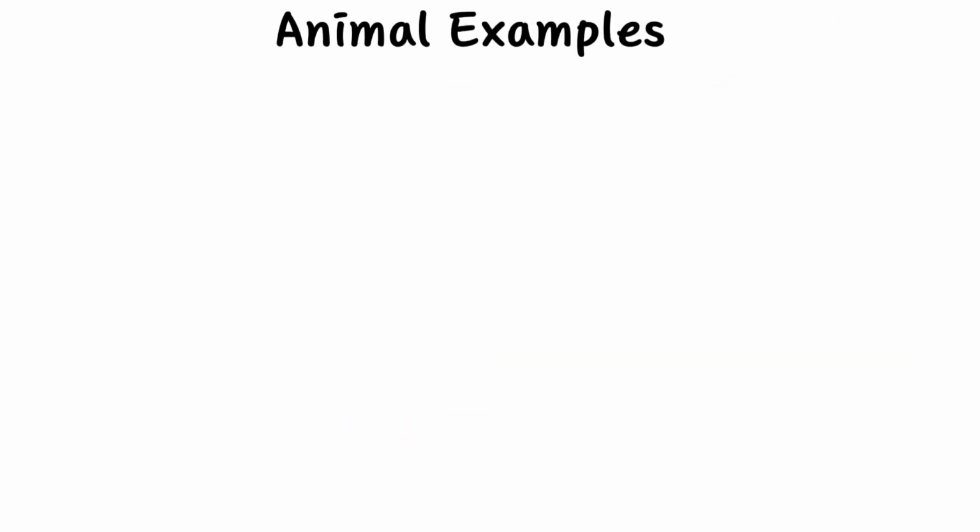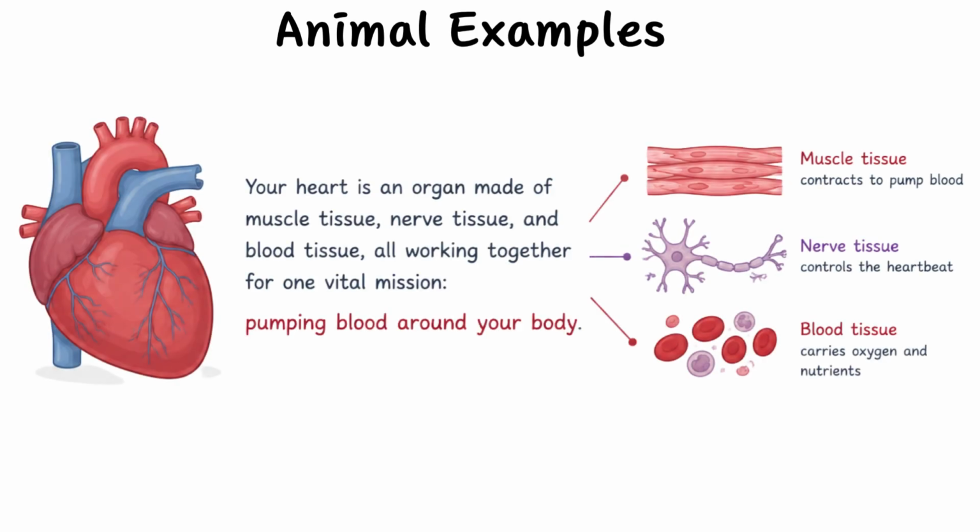In animals, organs are everywhere. The most famous example is your heart. So, your heart is an organ that is made up of muscle tissue, nerve tissue, and blood tissue, all working together for one vital mission, which is pumping blood around your body.